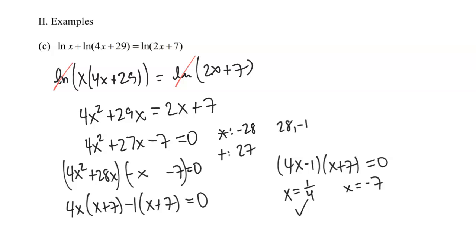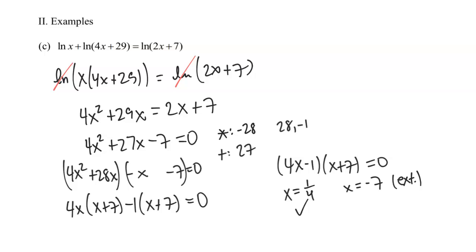What about negative 7? Well, negative 7 makes the very first argument in the equation negative, and that is not allowed. It is a domain restriction on the natural logarithmic function, and so therefore this answer is extraneous. 1/4 is therefore an acceptable answer. Whether or not it's the correct answer depends on if we plug it back in and it actually makes the equation true, which we haven't checked on, but we have checked to make sure that at least it's not an extraneous answer.